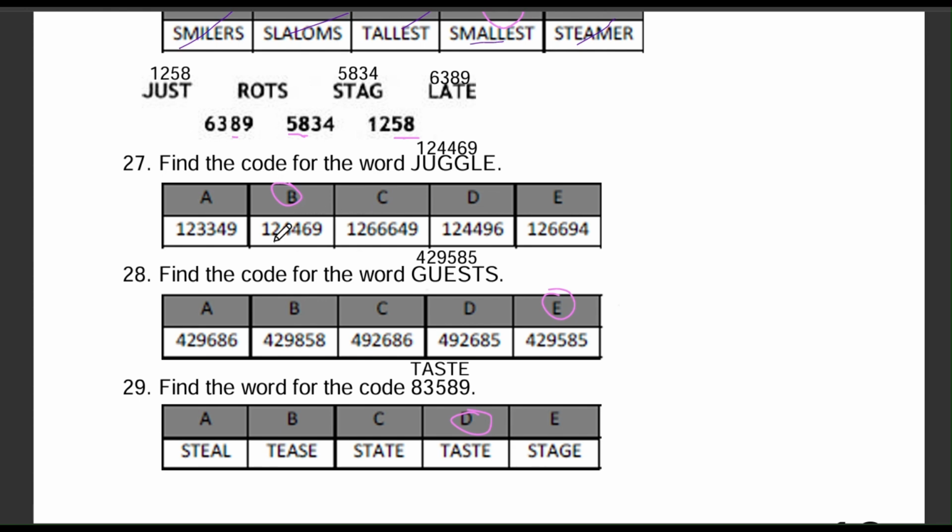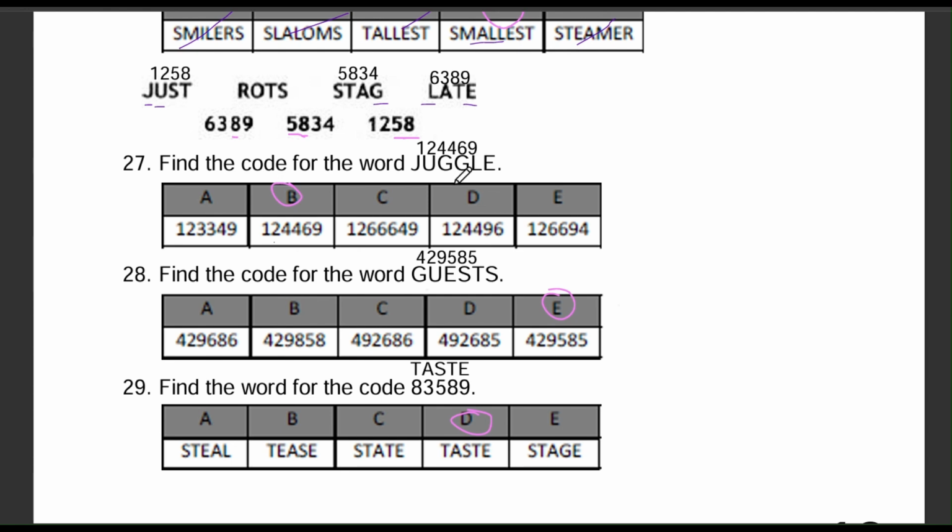Let's see why this is correct. Using the next key, J is 1, U is 2, G is 4, G again is 4, L is 6, and E is 9. So the pattern 1, 2, 4, 4, 6, 9 matches option B and only option B.